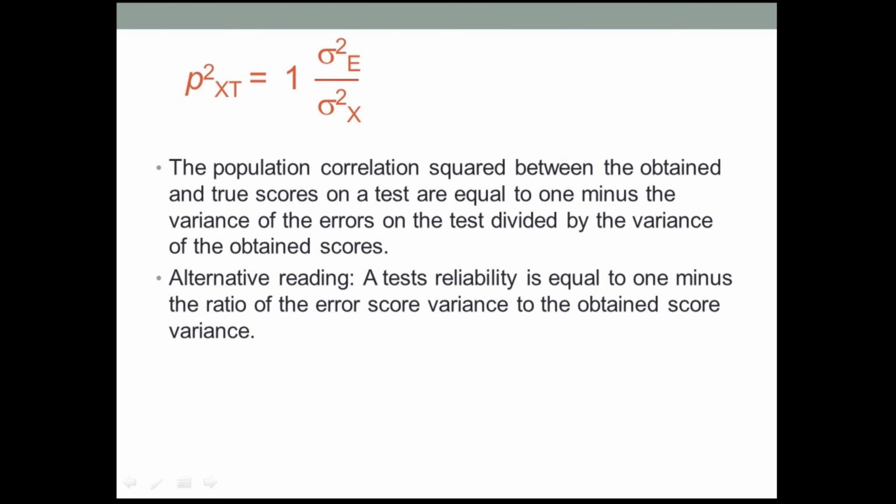Here, I think we have lost a minus sign, but it's the population squared correlation between the obtained and the true scores on the test is equal to 1 minus the variance of the error scores on the test divided by the variance of the obtained scores. Or put another way, a test's reliability is equal to 1 minus the ratio of the error score variance to the obtained score variance. And that test's there should be possessive. It should be apostrophe s.